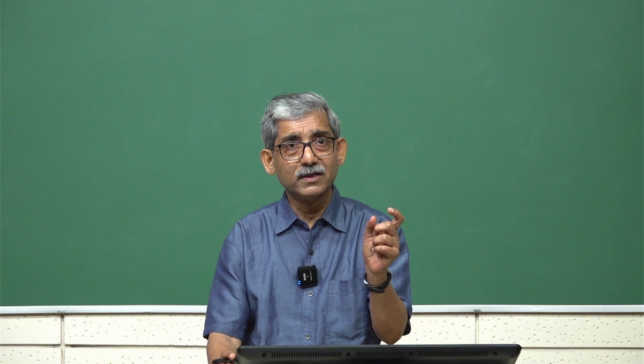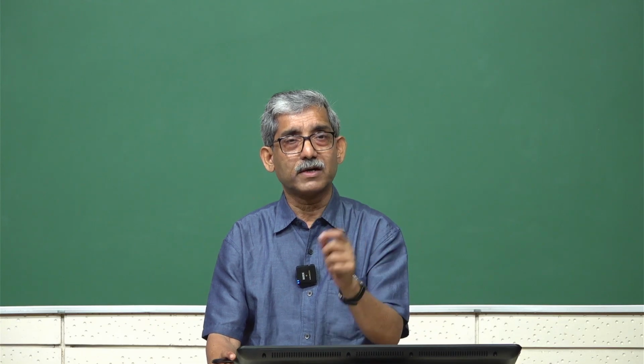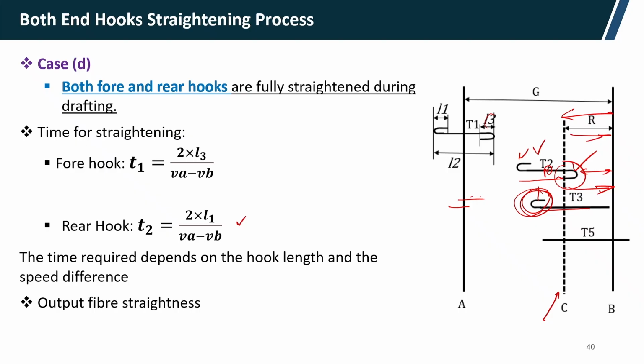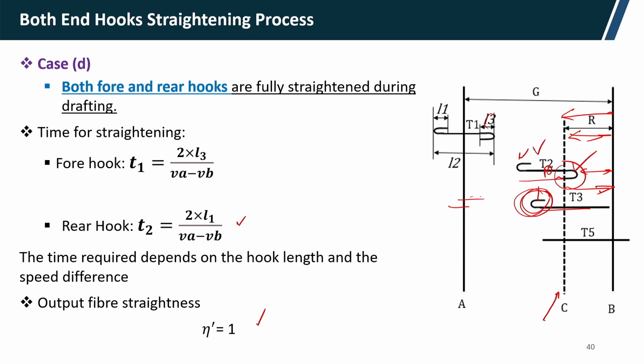The shorter hook length will have more time for reaching the nip point. So, outer fiber straightness eta dash will be 1 if the fibers are completely straightened. Now, case E. So, here we have discussed that both fibers are fully straightened. So, eta dash will be 1 in this situation.